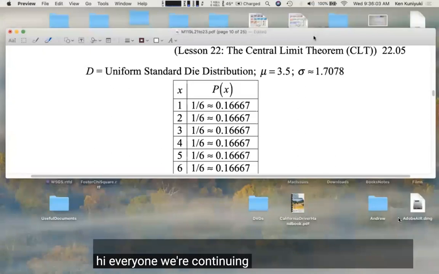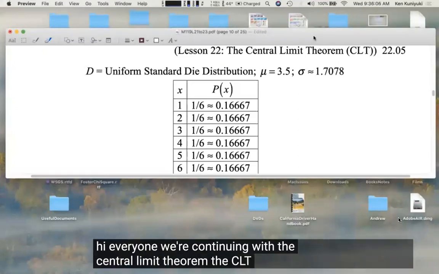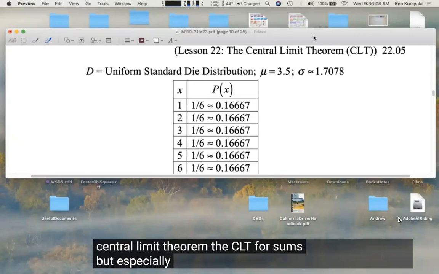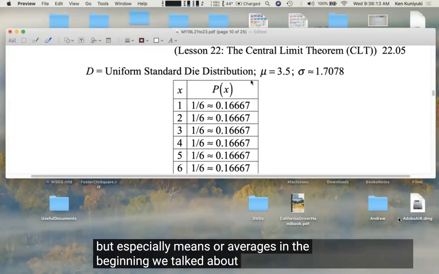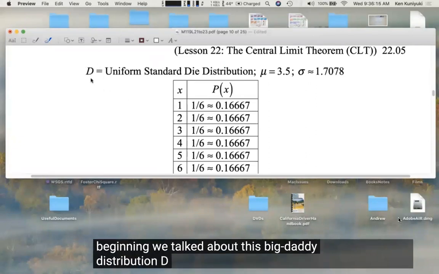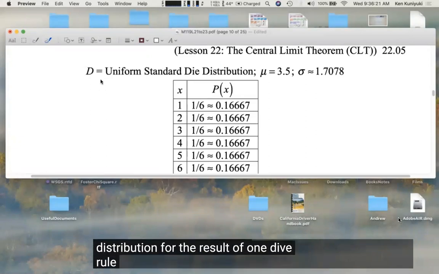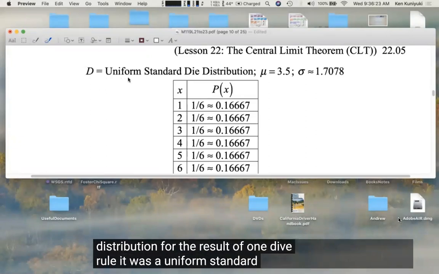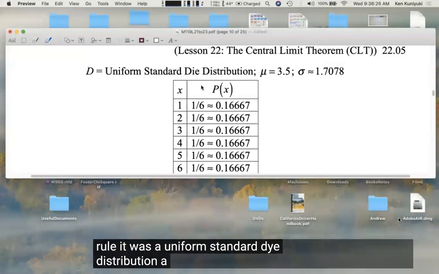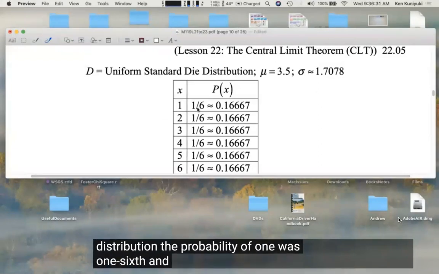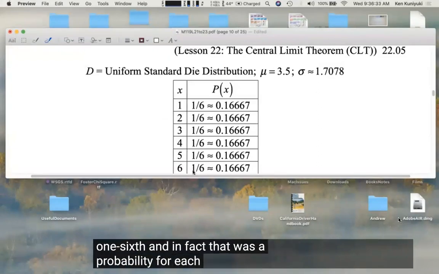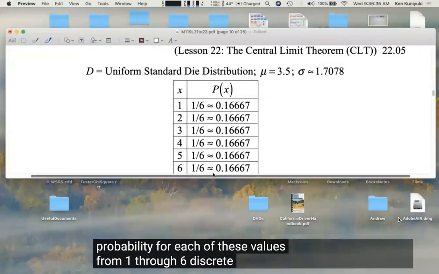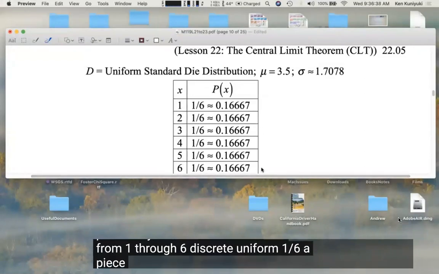Hi, everyone. We're continuing with the central limit theorem, the CLT, for sums, but especially means or averages. In the beginning, we talked about this Big Daddy distribution D, which was the distribution for the result of one die roll. It was a uniform standard die distribution, a discrete uniform distribution. The probability of 1 was 1/6, and in fact, that was the probability for each of these values from 1 through 6. Discrete uniform, 1/6 apiece.